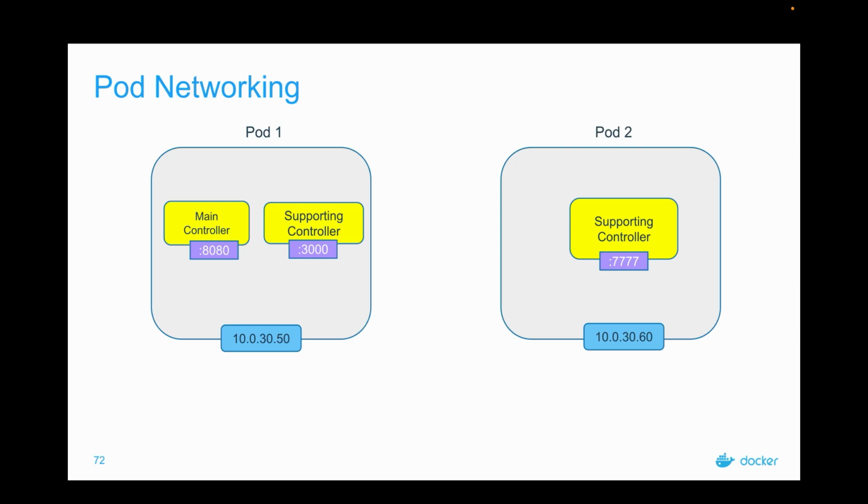Okay, now say you have 2 pods, which is pod 1 and pod 2. Pod 1 has 2 containers and pod 2 has just 1 container. So in pod 1, you can see main container and supporting container, and then in pod 2, you have a supporting container. Now every node inside a Kubernetes cluster has its own IP address, which is called a node IP address. Okay, so if you talk about the main container and supporting container, basically they have their own IP address.